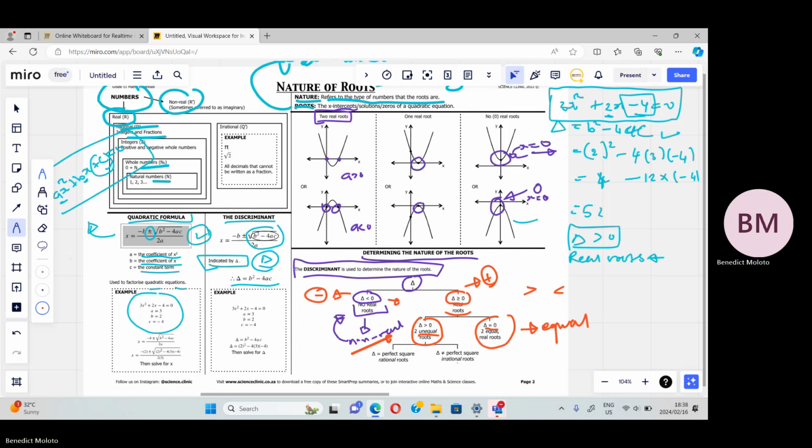Okay. If delta is equal to a perfect square, you conclude that the roots are rational. If it is equal to what? A perfect square. Okay, a question: what is a perfect square?